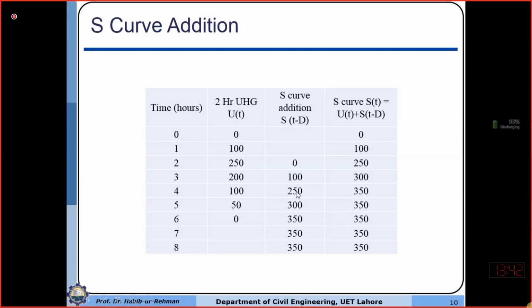Similarly for time step 4, this is 4 minus 2, so this is S2. You put S2 over here, and then add U4 plus this one, so this is 350, and so on. In this way you will fill columns 3 and 4 by getting these values simultaneously. So another way to get the S curve is by S curve addition. Hopefully you have understood this. These are the two methods to get the S curve.